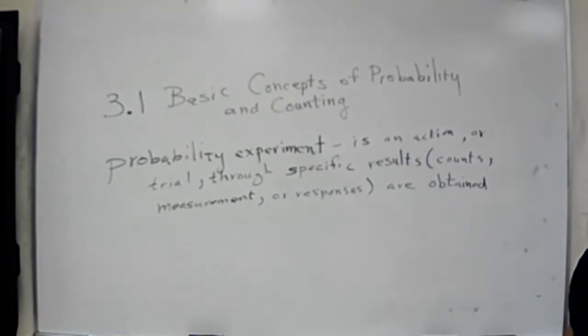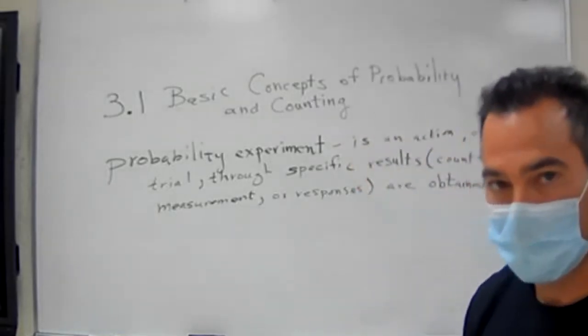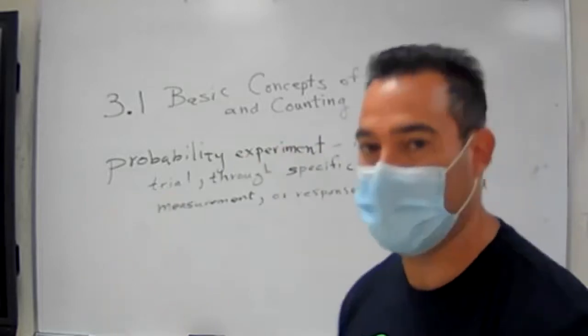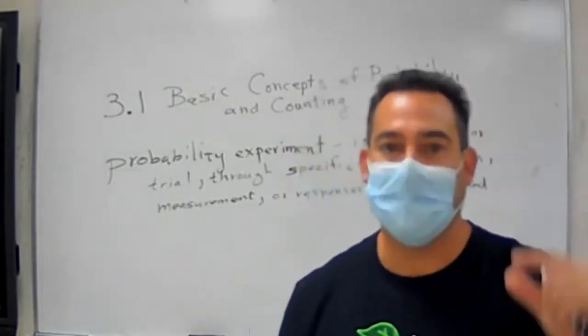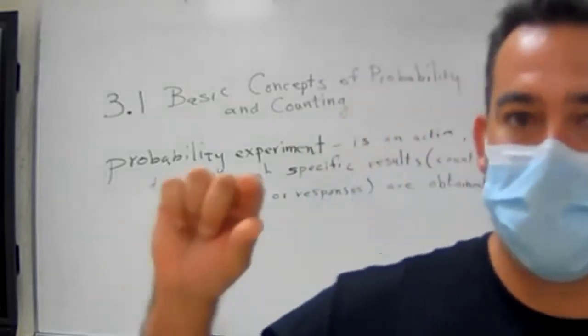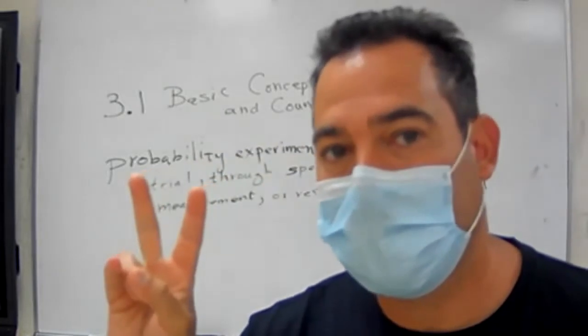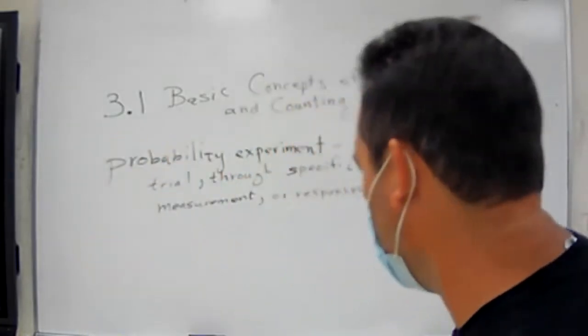So let me give you an example of this. A probability experiment might be a roll of a die. One die. When we say dice, we mean two dice. One die is a cube with 6 numbers on it. Dice is 2 of them. Just weird.